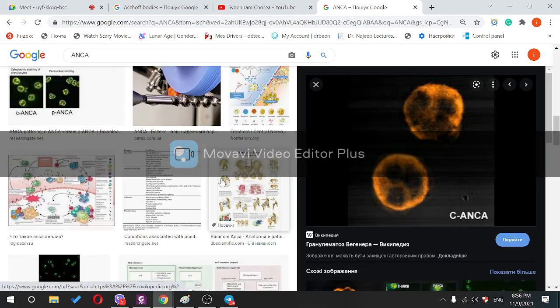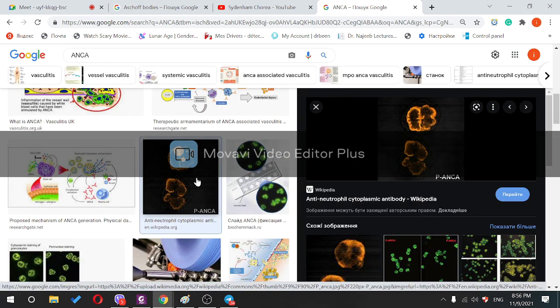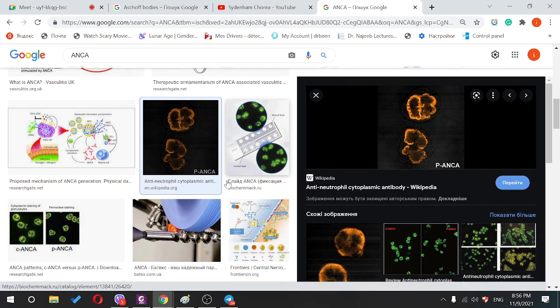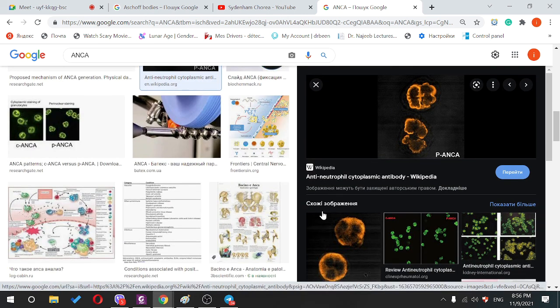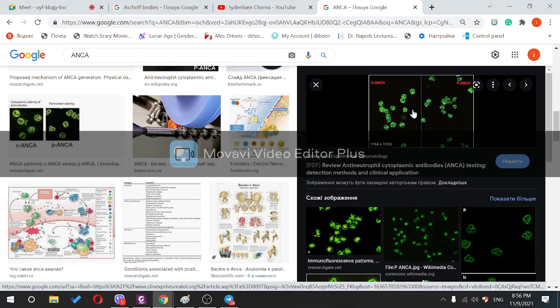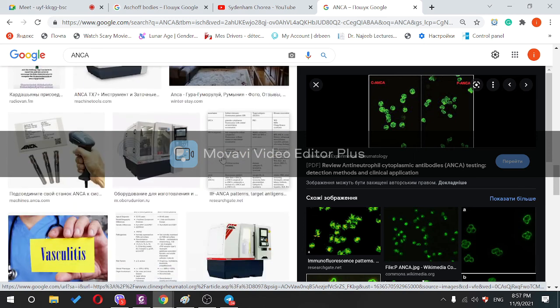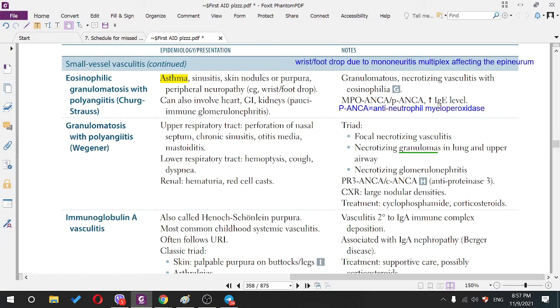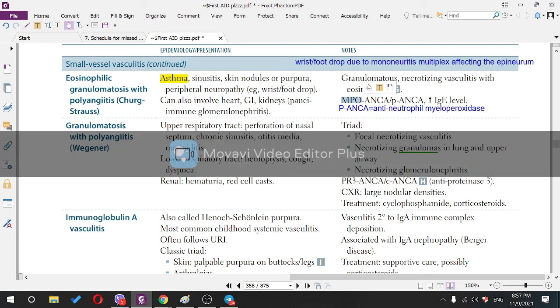So notice, yes, okay. You can see P-ANCA. What does it mean? The antibodies will be perinuclear, around the nucleus. Well, what about C-ANCA? The C-ANCA will be in the cytoplasm. Do you have to know the coloration thing? No, you don't. You just need to know C-ANCA and P-ANCA. That's what is required from you. So IgE will be high. Why? Because eosinophils are high. The P-ANCA is the anti-neutrophil myeloperoxidase. So you can see MPO stands for myeloperoxidase. The P is for P-ANCA.